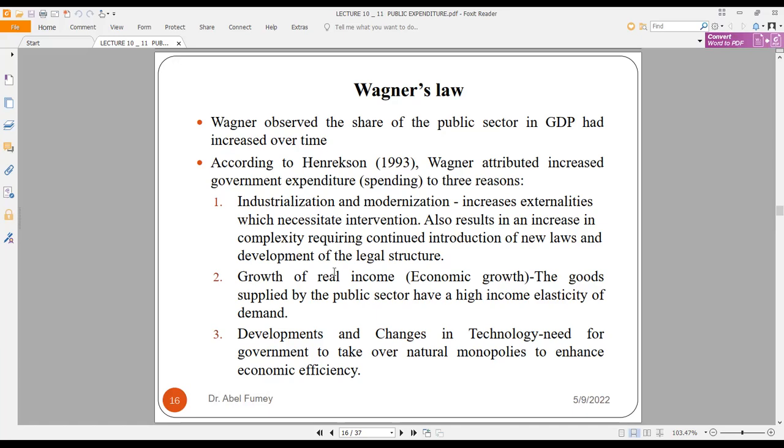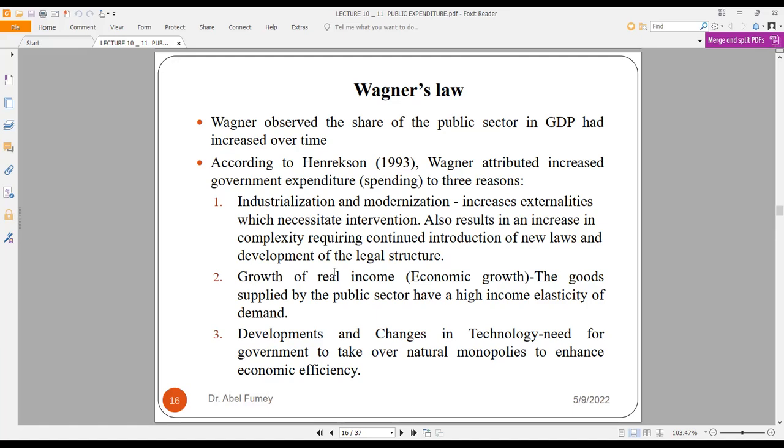So this is one reason why there was an increase in government spending as a fraction of GDP. Another reason is the growth in real income. There's economic growth, generally increasing the world's income, and we assume that the demand for public goods is income elastic. Being income elastic means that there's a positive relationship between our income and the demand for public goods. Whenever our income increases, we prefer getting more public goods.